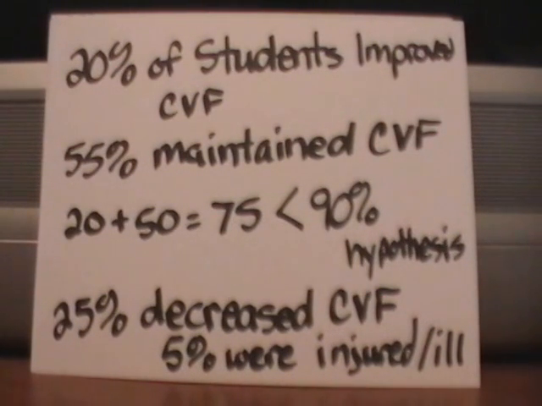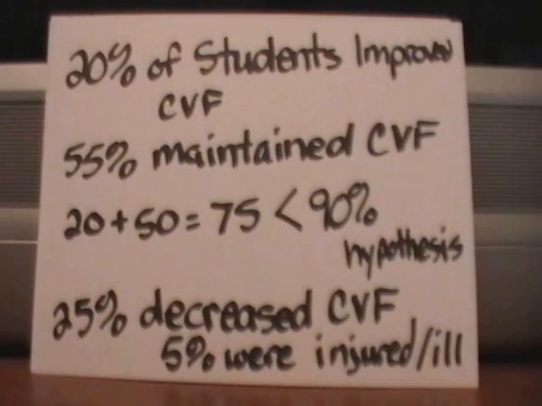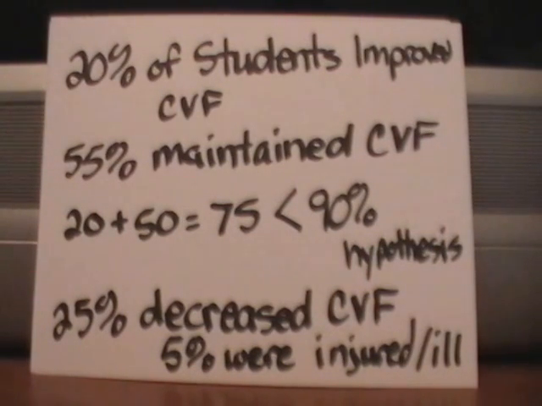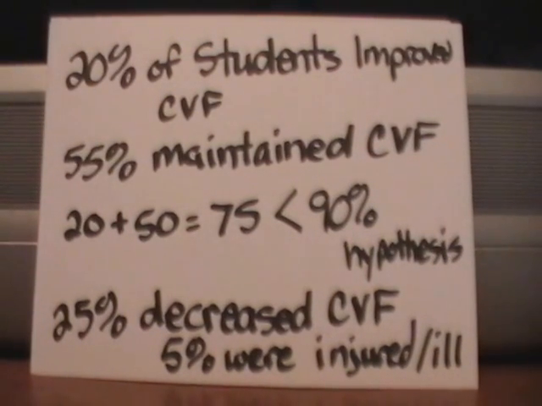25% of my students decreased their level of cardiovascular fitness. 5% of the students who decreased their levels were due to injury or illness. So this 5% made up 22% of the students who showed a decrease in their fitness levels.